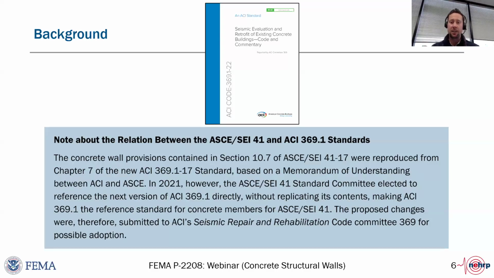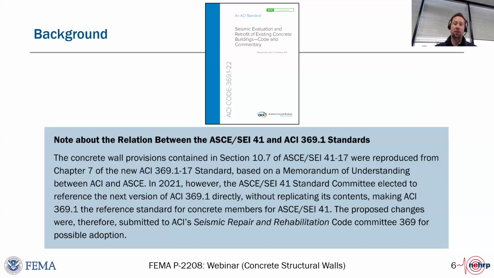They actually have their own standard, ACI 369.1. That standard was issued just before ASCE 41-23. So there's a 2022 version of ACI 369.1, which ASCE 41 then adopts by reference in the concrete chapter. In general, the goal is to adopt that standard by reference and not really have too many substantive changes beyond that.